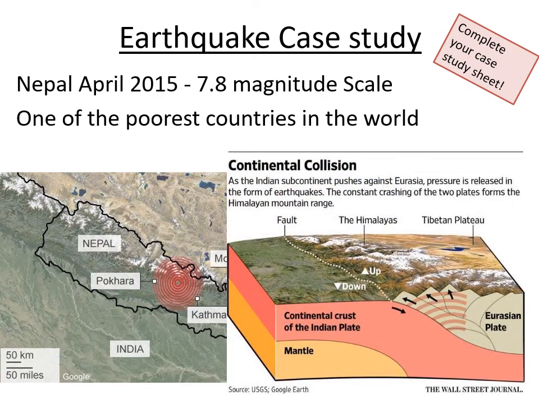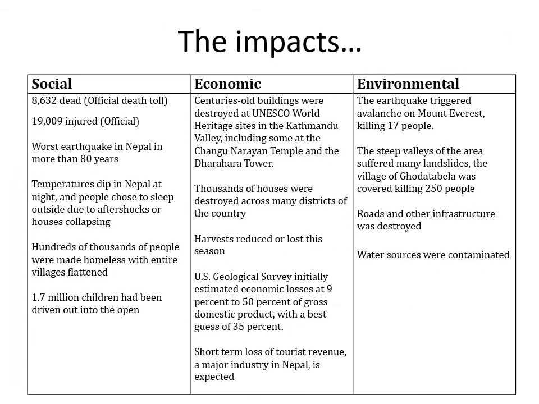This is the type of plate boundary it was. So it's a collision boundary. So remember the two continental plates pushing upwards, which creates those shock waves as the plates rub against each other and that friction is created.